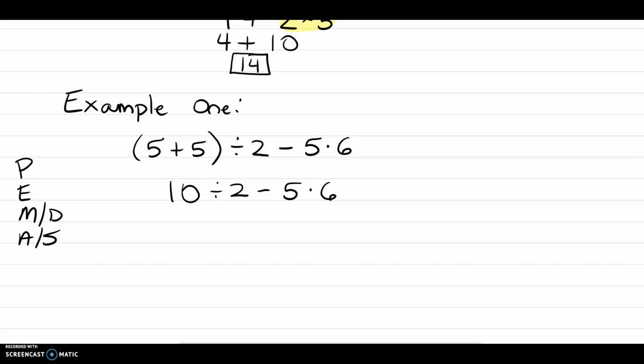Now I'm going to go left to right with multiplying and dividing. So here's what I mean. When you see dividing and multiplying on the same line, you go left to right to complete it. So the first thing that comes up on the left side is the dividing. So I have 10 divided by 2, which would give me 5, and then I can do the multiplication. 5 times 6 is 30.